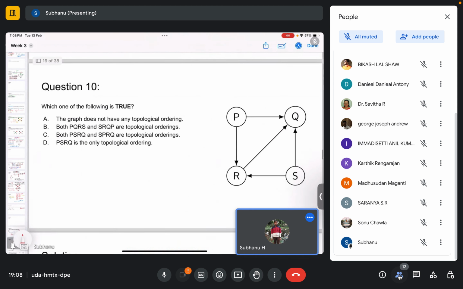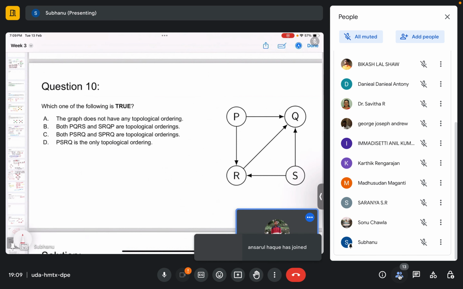Okay, so now come to this one, that is question number 10. The question asks which of the following is true: that the graph doesn't have any topological ordering, or both the topological orderings are correct. You have to find the topological ordering of this graph basically.